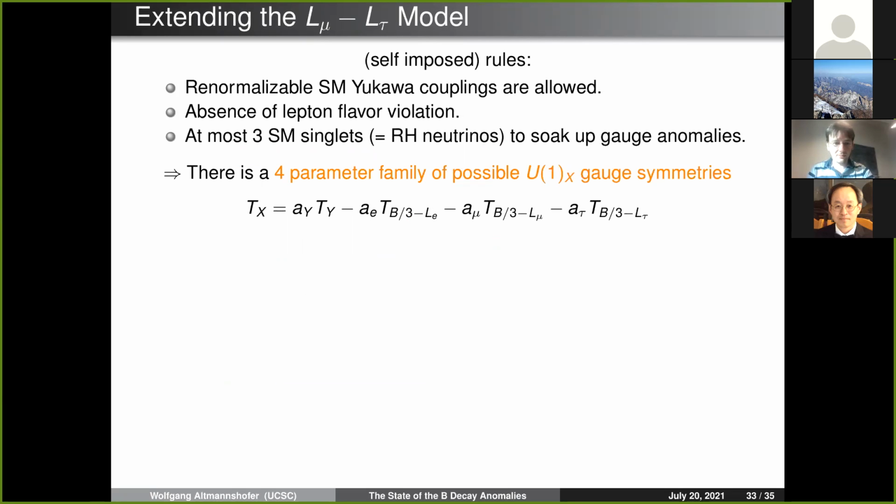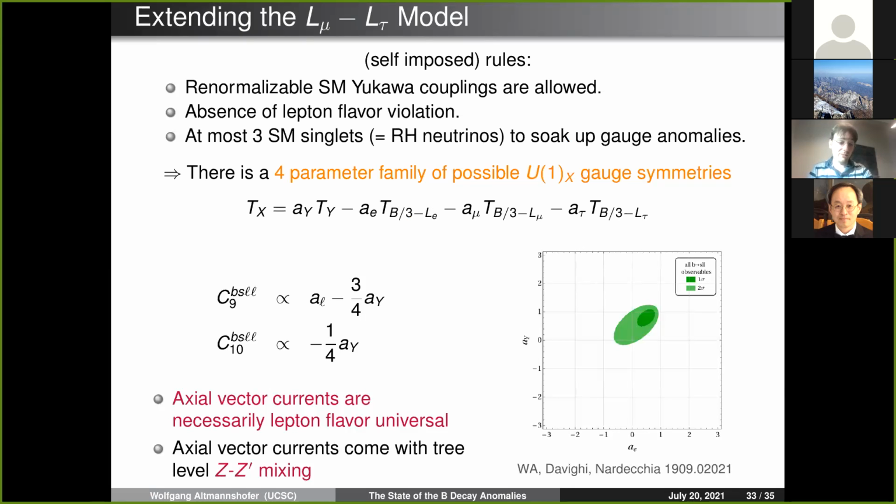We tried to extend this model a bit to see how robust these things are, and can, for example, introduce axial vector currents in this type of model also. That requires, however, Z-Z prime mixing, or that will result in tree-level Z-Z prime mixing, and is very strongly constrained. I'm running a bit out of time, so I will skip here the details.